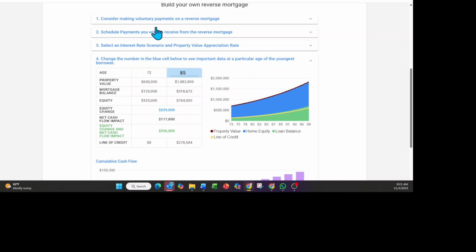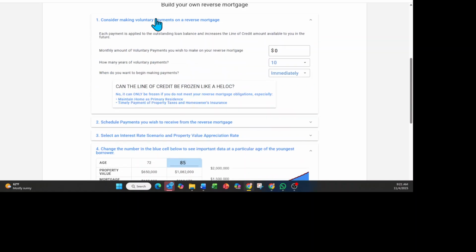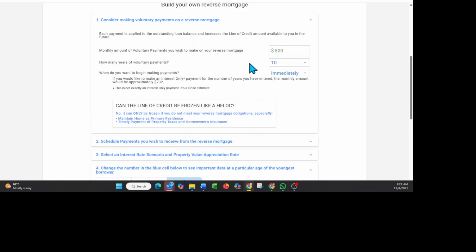Now let's say you want to make voluntary payments on the reverse mortgage. Why would anybody do that? Well, the obvious reason is that will either slow the growth on your loan balance, or maybe keep it flat, or maybe even bring the loan balance down. They're paying $750 a month right now in principal and interest. Let's say they did $500 a month for 10 years, and they started immediately.